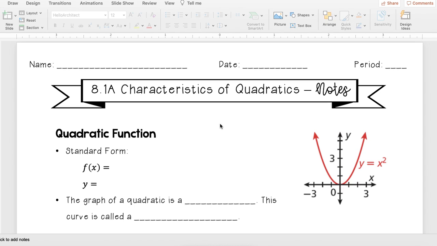Hello everyone. Today we are getting into a brand new unit, and this unit is going to be all about quadratics, the characteristics of it, and then solving them. So far for this year we learned about linear functions, we learned about exponential functions. Now we're going to be learning about our third type of function, which is a quadratic function.